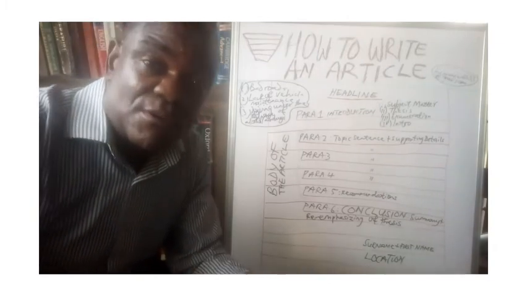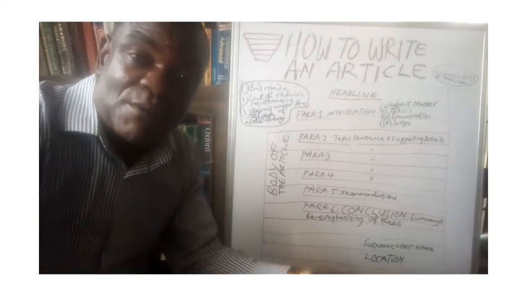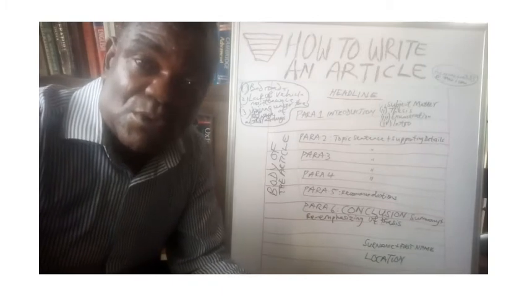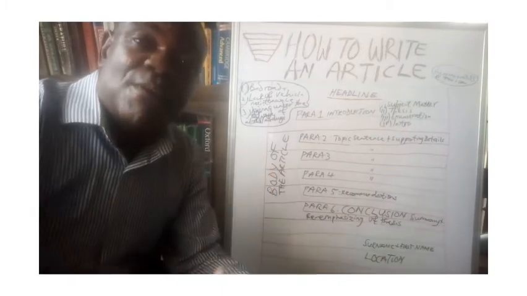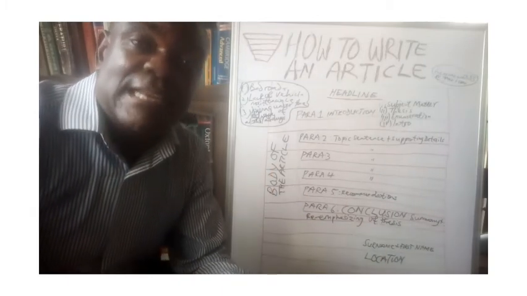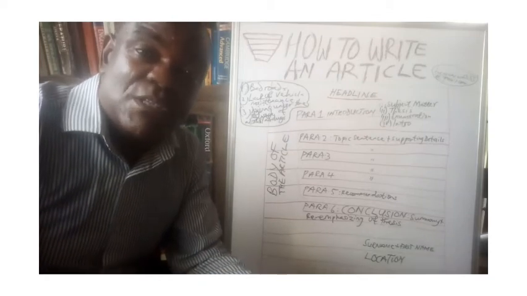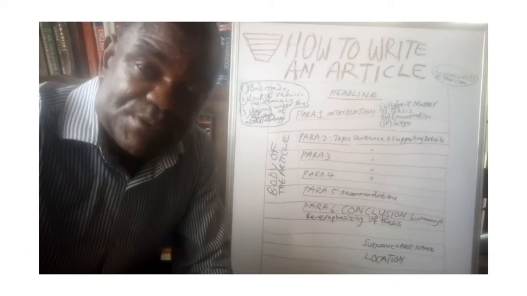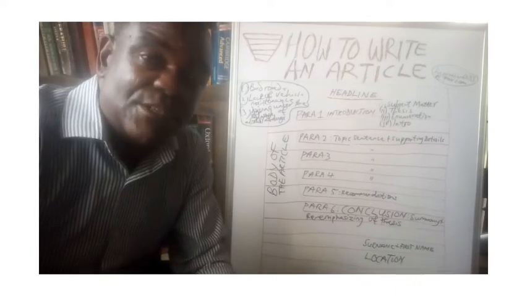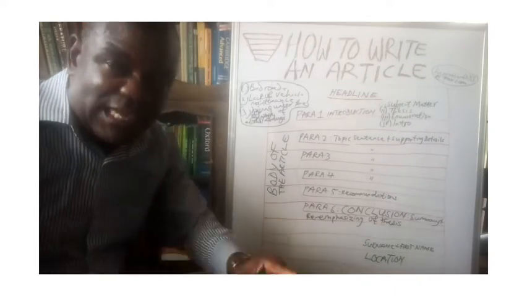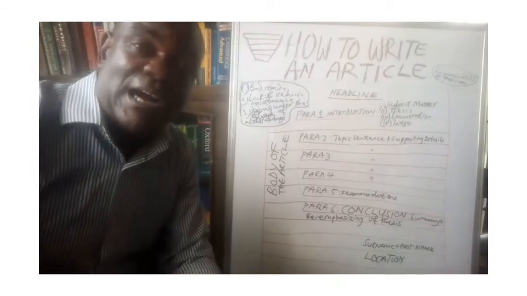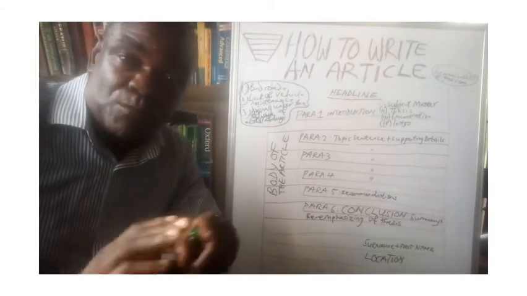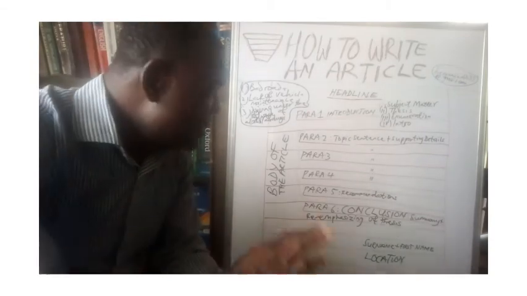You can also go further to say that some of the roads are too narrow to accommodate vehicles coming from opposite directions. And the implication is that most times vehicles are involved in head-on collision. You are painting another picture. So don't say too much. Once you have given a clear picture of the problem, then you leave it there. You go to the next one.